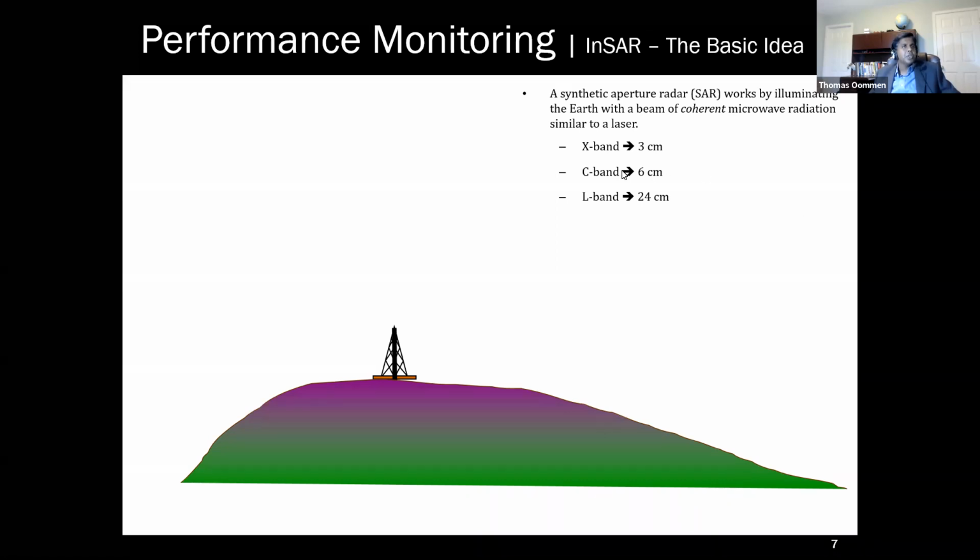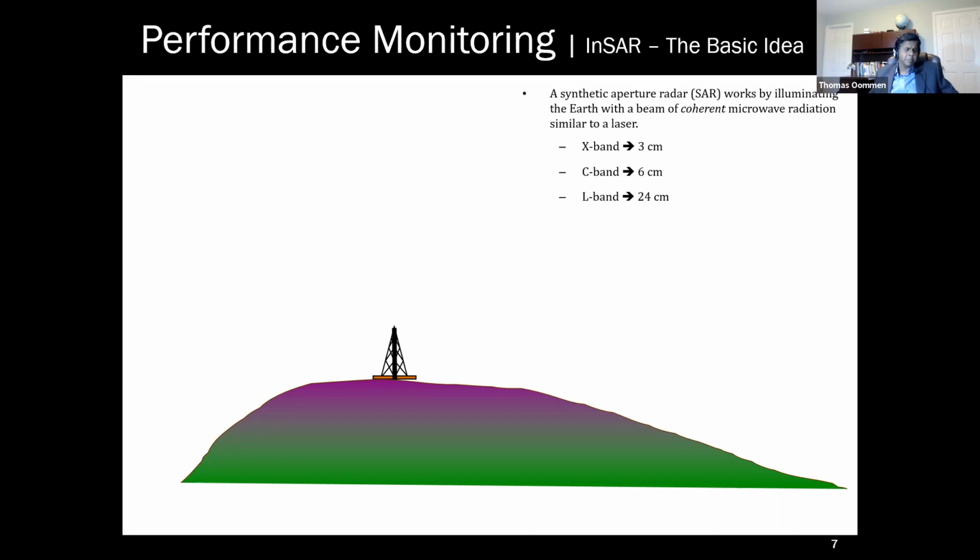So for example, if you're using an X-band satellite, the maximum deformation that you can measure is 1.5 centimeter between two satellite passes. So between those two satellite passes, if your location is moving more than that, you will not be able to detect. So this is also a limitation of the radar. But when we look at the geotechnical applications, this is not a huge limitation.